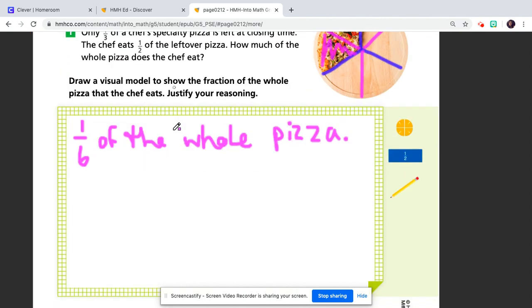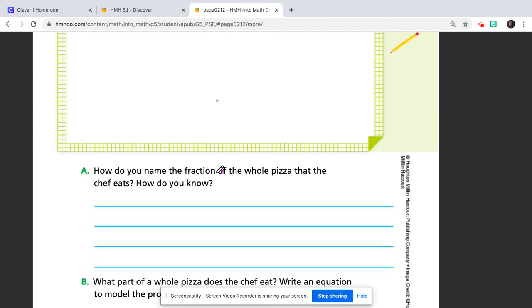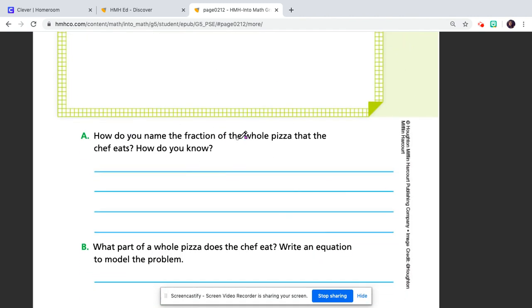Alright. And it wants us to justify, and so how did I do that? So we shaded in, or we showed the 1/3 first, right? Here's my 1/3. And then what we did after that is we cut each of the third pieces into half, and we only shaded in that half of the original third that was here, and that's how we got 1/6.